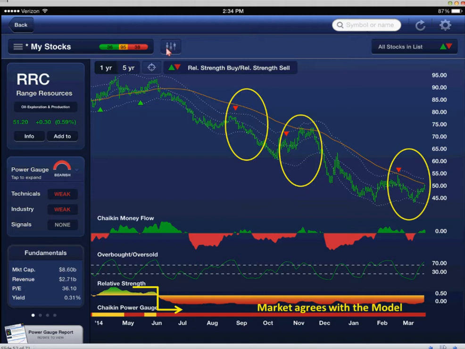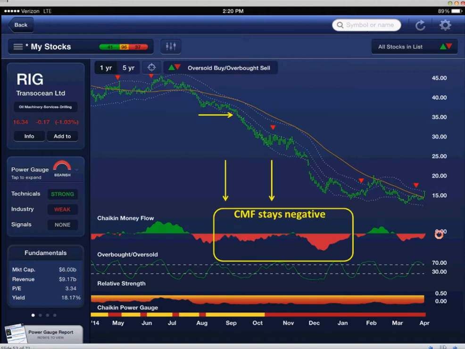When the market agrees with the model on the downside and you get a sell signal, you get price acceleration to the downside. Another example, Transocean. Bearish power gauge rating for well over a year, off and on, neutral but mostly bearish, underperforming the market as far back as February of 2014.